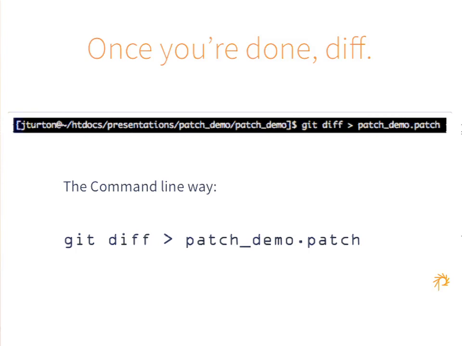Step four is make the patch. Now, there's two ways to do this. The command line way, in the directory, git diff caret patch file name. Okay, this is actually really simple. This will create a file, in this case called patch_demo.patch, that contains all the changes that you've made to all of the files in that module directory. Now, there's command line options that only include certain files, to compare different directories, and so on and so forth. Personally, I favor a different way.